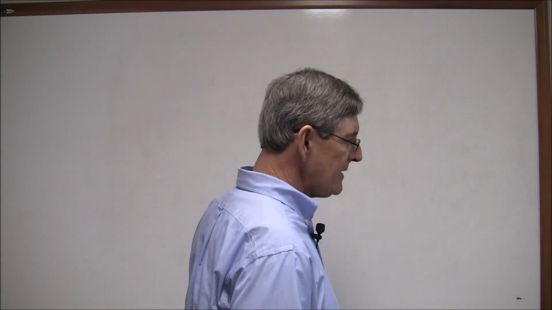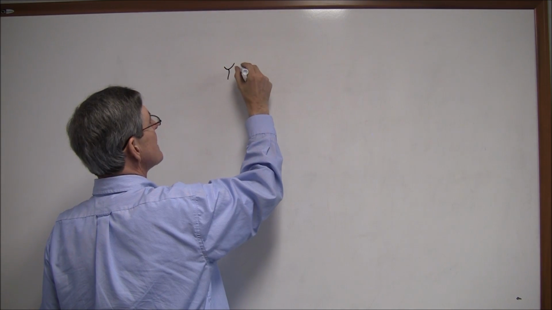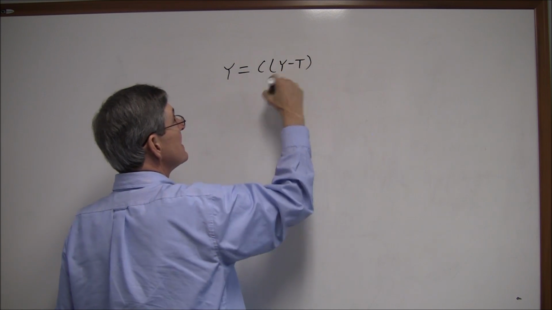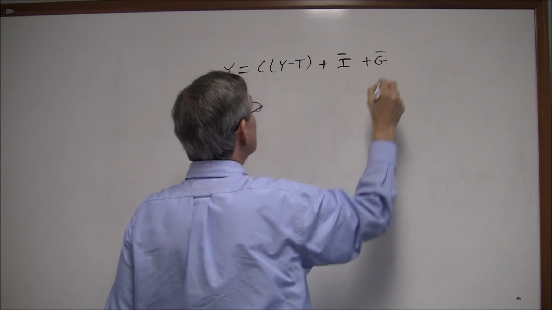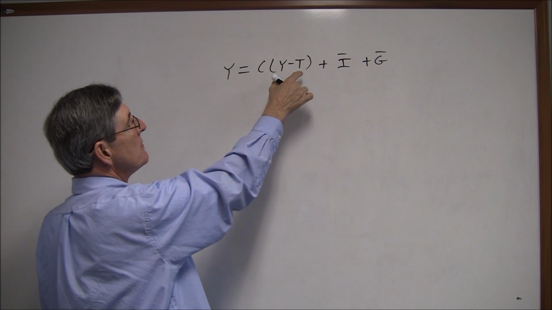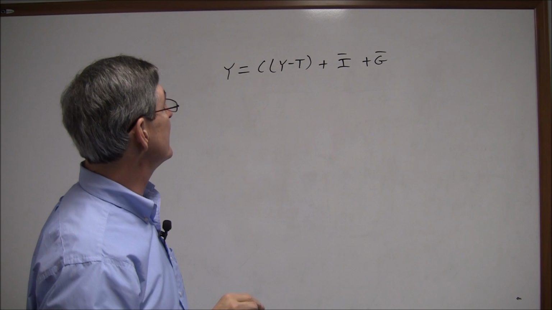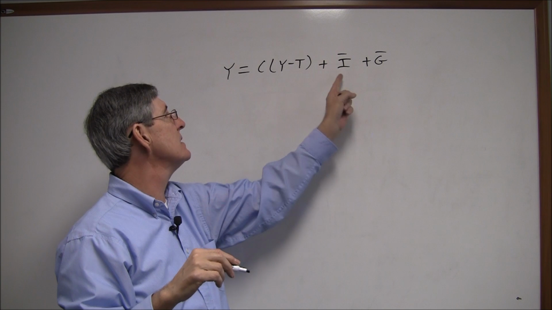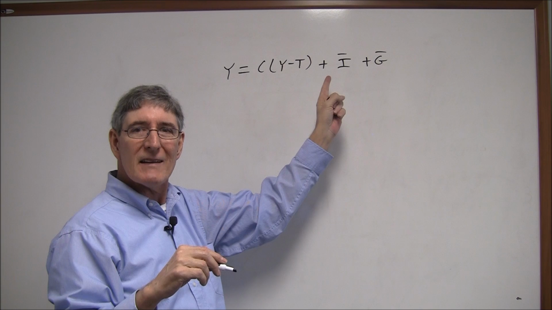So let's start with the goods market. Now, up to this point, our model of the goods market has been Y equals C of disposable income, consumption, plus I bar, plus G bar. So consumption dependent upon disposable income, both investment and government spending were assumed to be completely exogenous. Now for government spending, that's a decent assumption. For investment, that was a simplifying assumption, and we're going to need to fix that at this point.